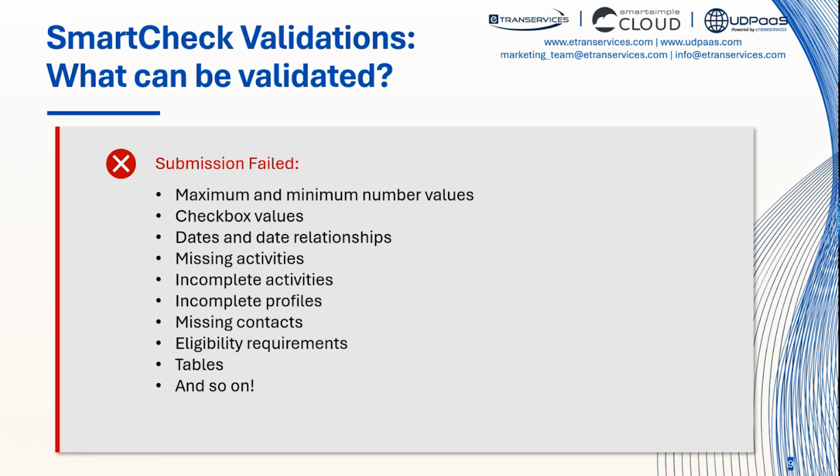Checking for missing activities. Many applications require the addition of objectives, milestones, metrics, or other types of activities, and the Smart Check can detect whether any have been added. Incomplete activities, such as overdue reports or amendments in progress, may prevent an applicant from submitting a new application. Missing contacts, such as a signatory or a fiscal sponsor. Eligibility requirements like a failed eligibility quiz, having a current active grant, or a previously declined application. That may be a condition that you would want to prevent submission of a new one.